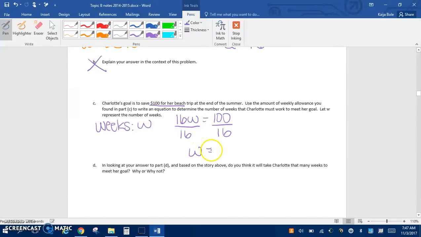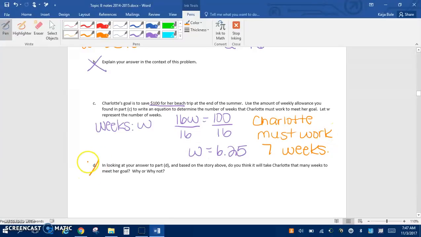So if you do that off to the side, if you take a second, go ahead and try that. When you do divide it, you find out that W is 6.25. But we're not going to say that she's just going to work 6 1/4 of a week. Okay, because we would rather that she earns more money than not enough. So we're going to round up, and we would say that Charlotte must work 7 weeks.